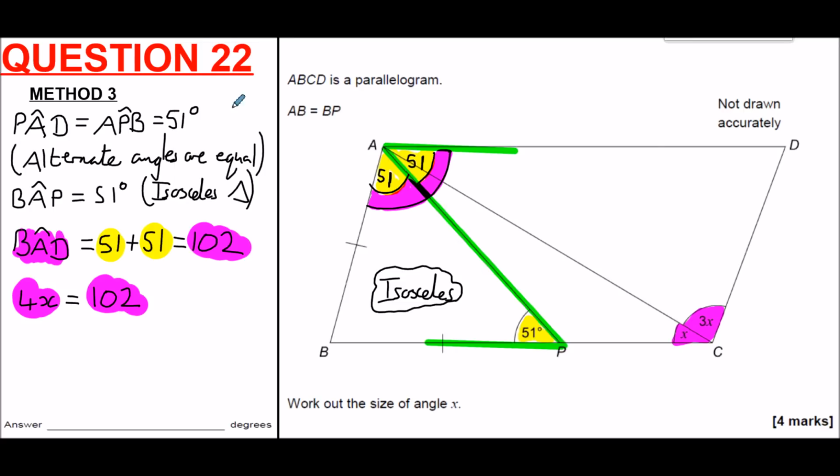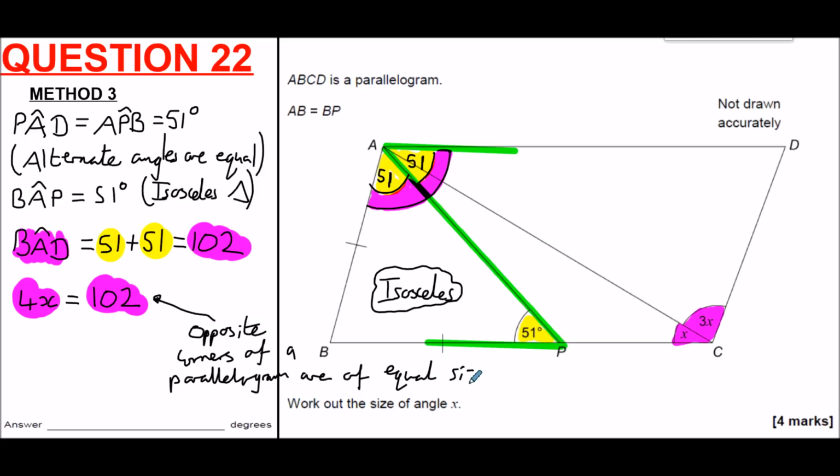And the reason we know that, we can write down, is basically the opposite corners of a parallelogram are of equal size. That's always true for all parallelograms, by the way. So we can always use that angle fact if and when it rears its ugly head.